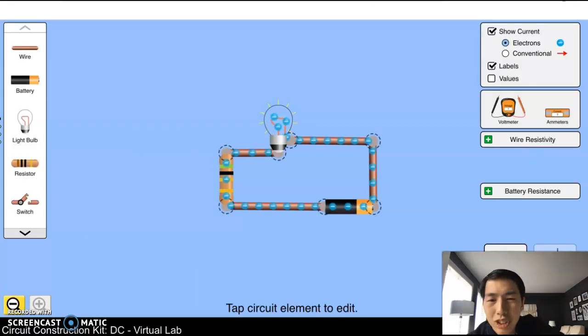So this is the circuit I built right here. I could plug in an ammeter to measure the current.